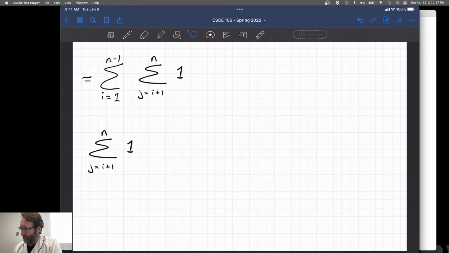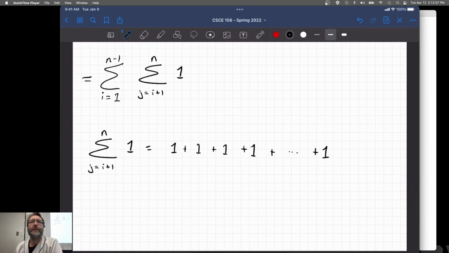Now, what is this equal to? This is 1 plus 1 plus 1 plus 1 plus ... plus 1. How many times? So this one will match up when j is i plus 1. This one will match up when j is i plus 2, i plus 3, i plus 4, ... when it's n. So how many 1s are there total there?